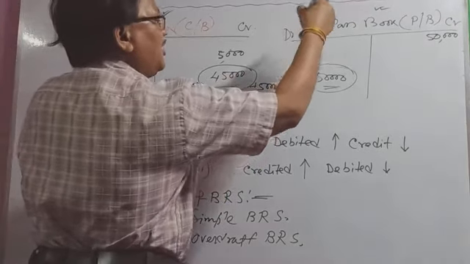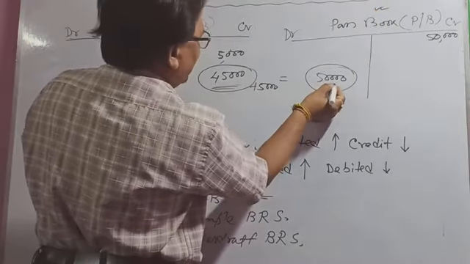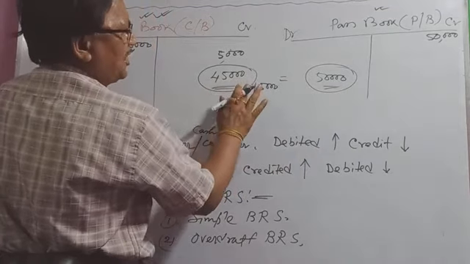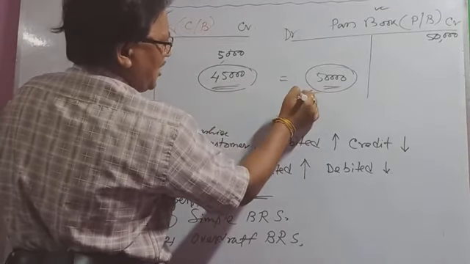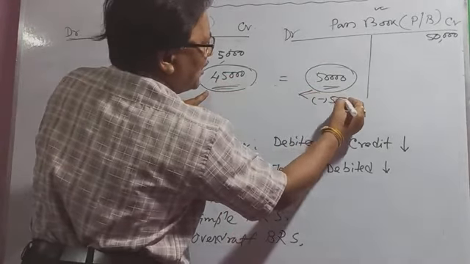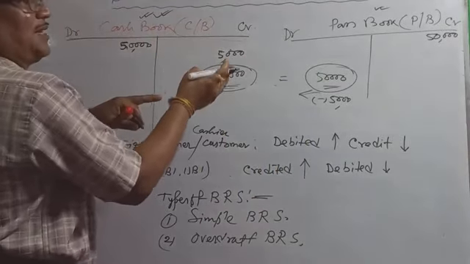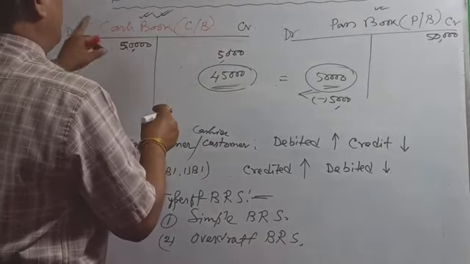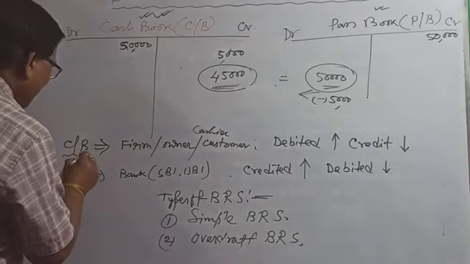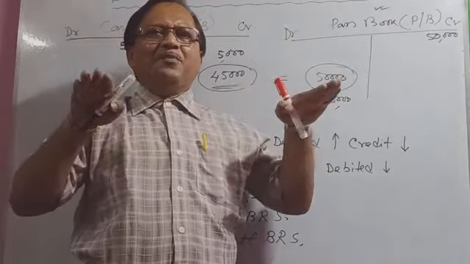Same transaction, but if you start with the passbook, then 50,000 equal to 45,000 on the opposite side, that is minus 5,000. That means for one item, cash book minus, passbook plus, or the opposite, cash book plus, passbook minus. This is the important point, or otherwise apply simple sense to the cash book and passbook.